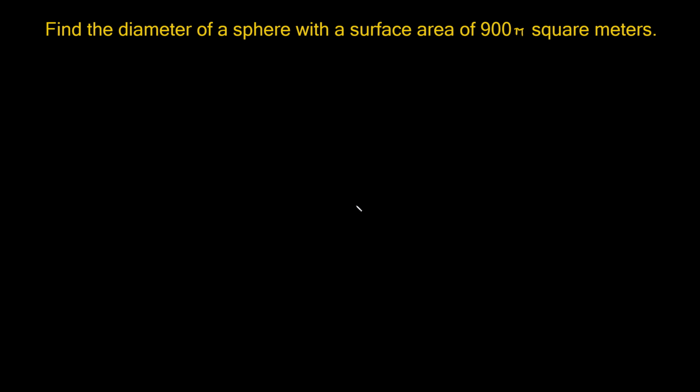Boom. All right, here's the last example we're gonna go over. This one says, find the diameter of a sphere with a surface area of 900 pi square meters, okay? So again, we're gonna use the exact same formula. We're gonna say that the surface area of a sphere is equal to 4 pi times the radius squared. So again, let's just plug in what we know. The first thing it tells us right here is that the surface area is 900 pi. So let's plug that in for the surface area.